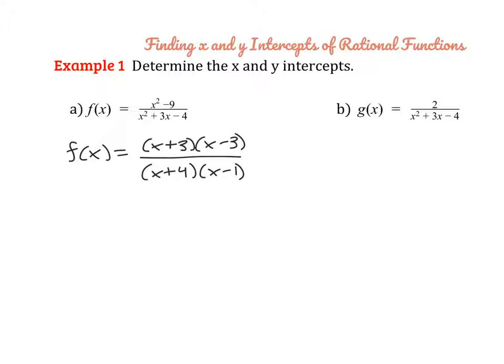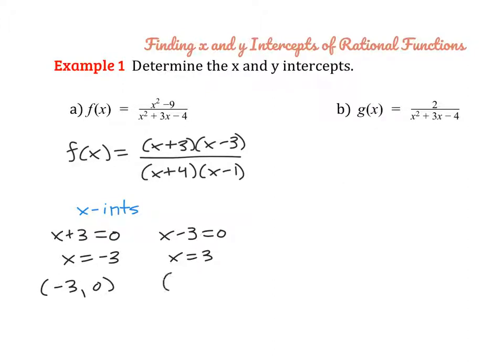And now, like I just said, our fraction will turn to 0 when our numerator is 0. So to find x-intercepts, I'm going to set my numerator equal to 0. So I'll say x plus 3 equals 0, x minus 3 equals 0. So I see that I'm going to have two x-intercepts, one at negative 3, 0, and one at positive 3, 0.